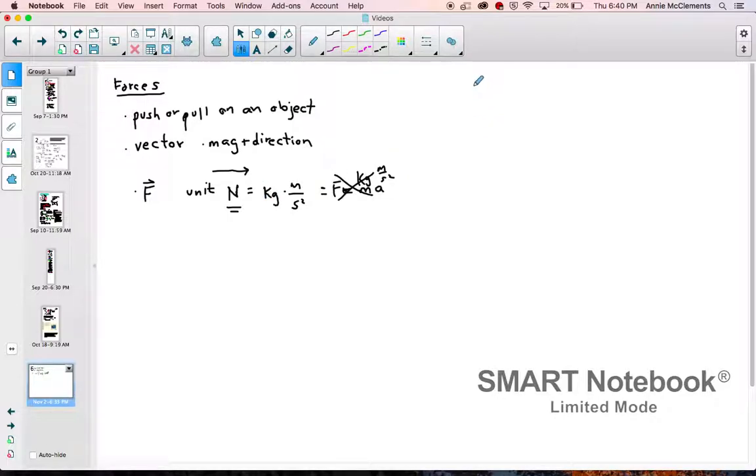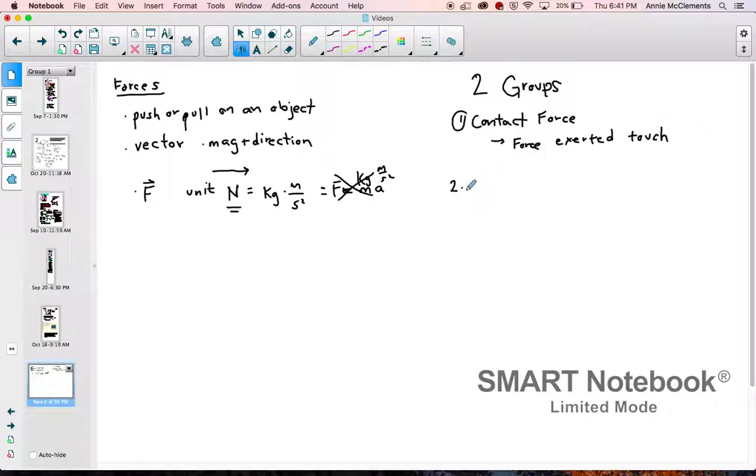So there are two main groups of forces. The first one is called contact forces, and that's, just as the name suggests, force exerted by touch, by contact. So when I pick up this pen, that is a contact force that I'm exerting on the pen.